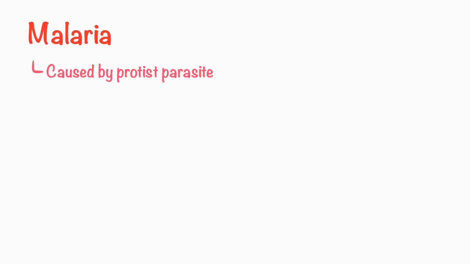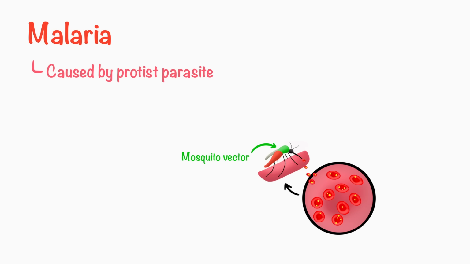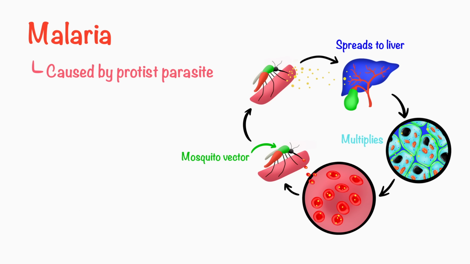Finally, let's examine malaria, a disease caused by a protist parasite. The malaria protist has a life cycle that involves mosquitoes acting as vectors. Female mosquitoes spread the disease when they bite humans. When an infected mosquito bites a person, it injects the parasite into the bloodstream. The parasite then travels to the liver and begins multiplying.